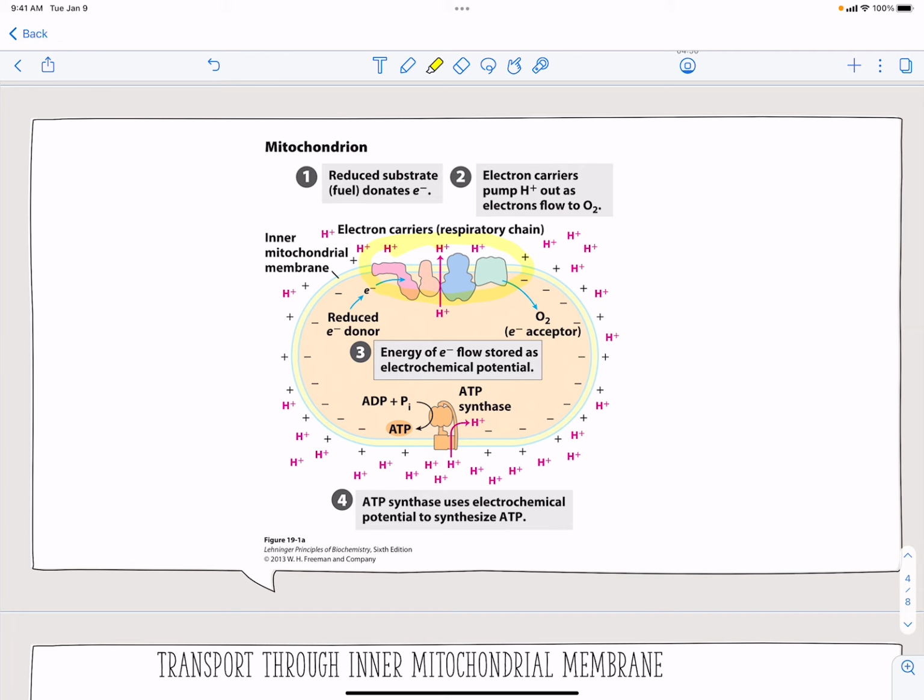You're going to have a potential with these hydrogen ions pumped out of the matrix into the inner membrane space. And these are eventually going to flow back into the matrix through the ATP synthase, and this is going to generate what's very important, which is ATP. So the electron transport chain is basically transferring electrons in order to pump protons into the inner membrane space to create a potential, electrochemical potential, to drive the synthesis of ATP.